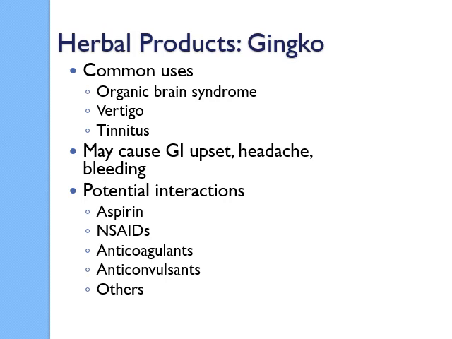Herbal products. So let's talk about Ginkgo. Common uses: organic brain syndrome, vertigo, and tinnitus. May cause GI upset, headache, and bleeding. Potential interactions can be with aspirin, NSAIDs, anticoagulants, and anticonvulsants. There are others as well.